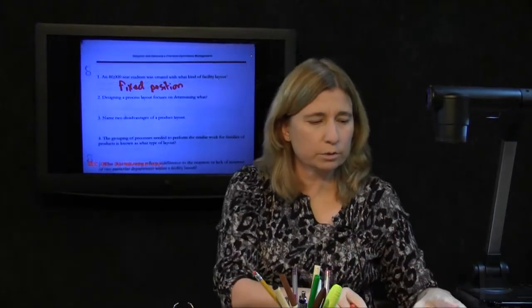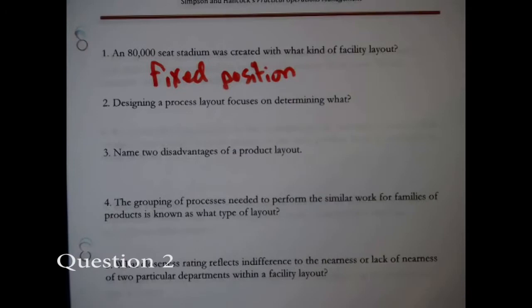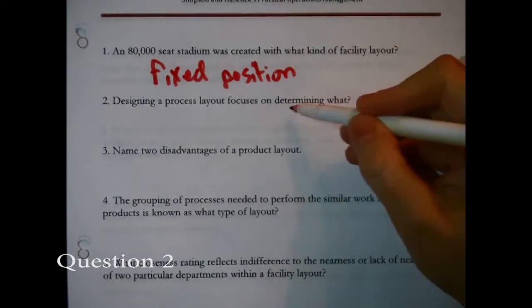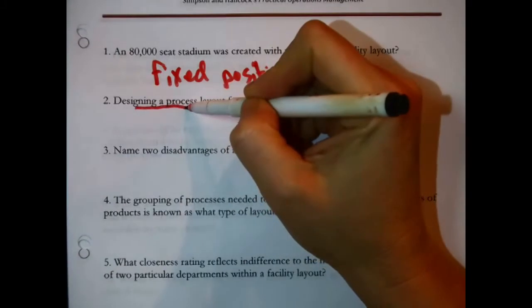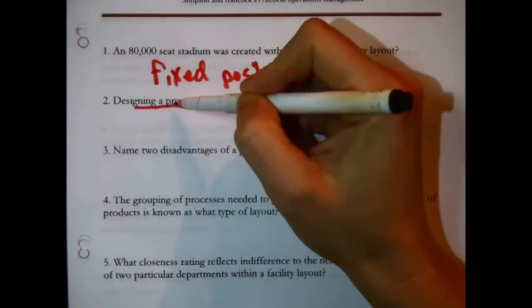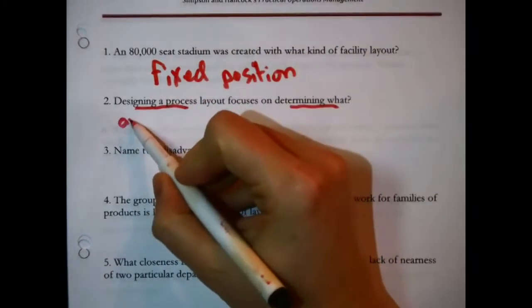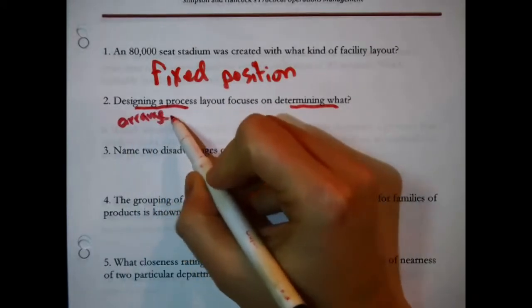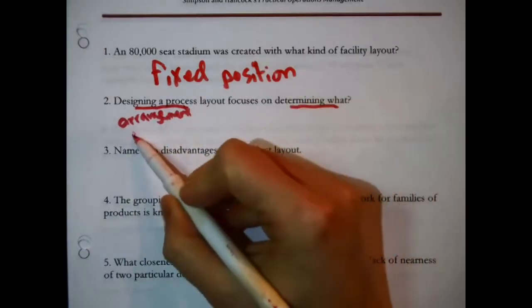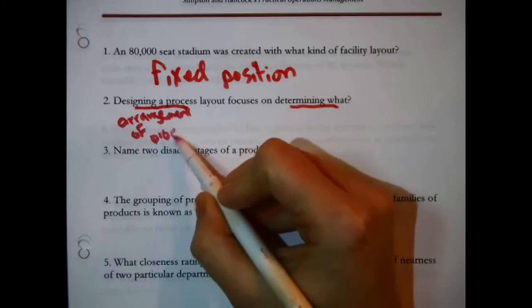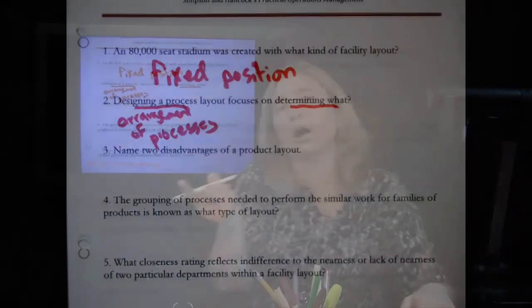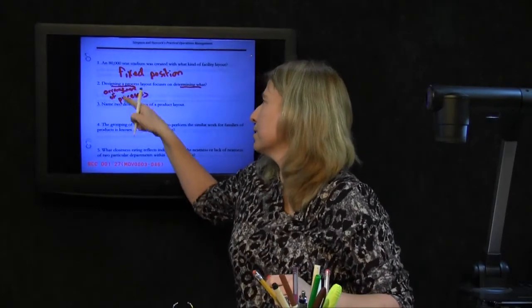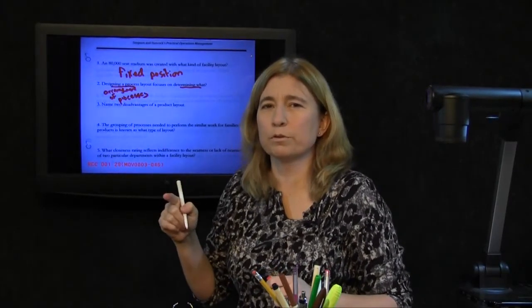All right, next question. Designing a process layout focuses on determining what? Now, designing a process layout, the actual action of that is essentially, and I will try to write this neatly, arrangement of processes. That's why it's called a process layout. Processes, that's a P right there. Now, wait a minute. That's the action, the arrangement of the processes.